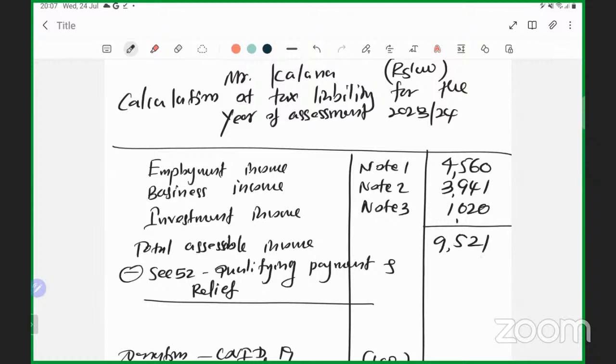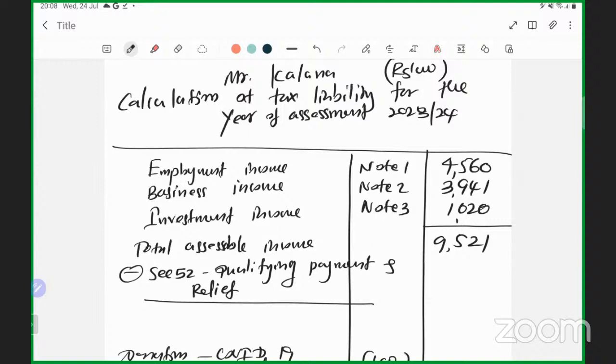9,521. So one student asked, for an individual, is the lower value of charity 100,000? No, 75,000. For an individual, 75,000, right? For a company, 500,000. Did you get that? The lower value is 75,000, right?